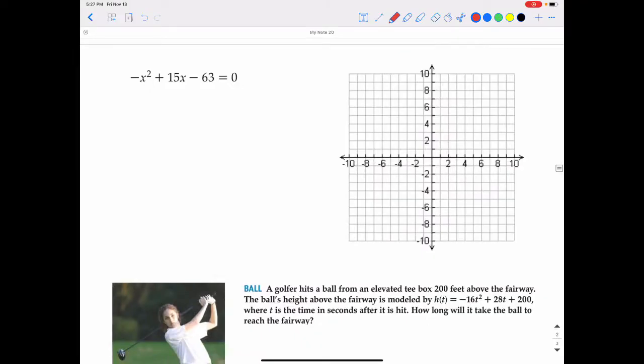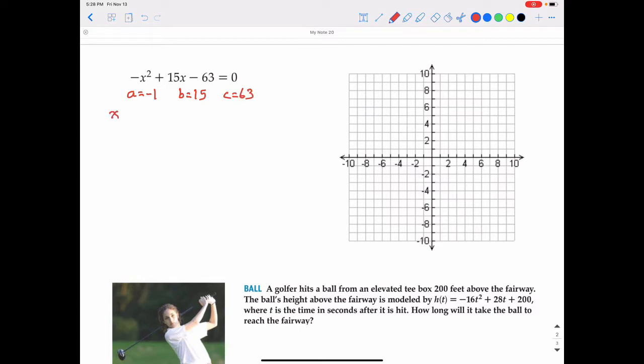Let's do one more of these. So this time we're going to solve by graphing negative x squared plus 15x minus 63 equals 0. And this one's already in standard form. It's already in descending order of exponents and set equal to 0, so we're ready to jump right in to find the vertex. So this time a is negative 1 because the number in front of the x squared is negative 1. B will be 15, and C will be negative 63.